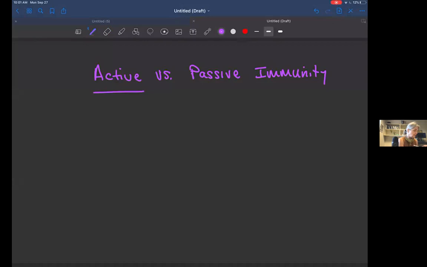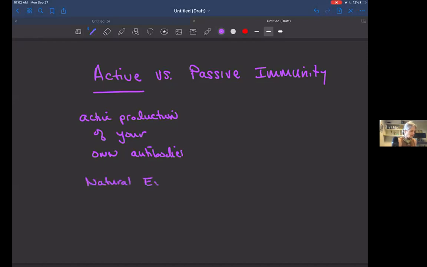Okay. So this is the active production of your own antibodies. So we could do this naturally. So we have natural exposure to a pathogen in our environment. But sometimes we also get vaccinated, right? So that's not necessarily natural, right? But it does cause a natural response, right? But vaccination is an example of active immunity.